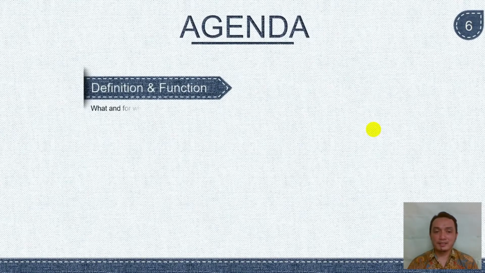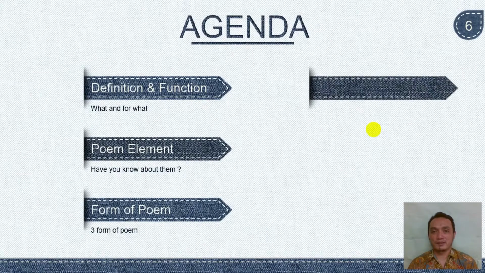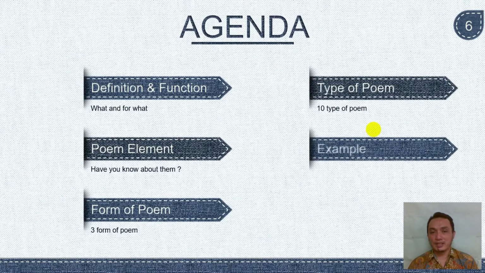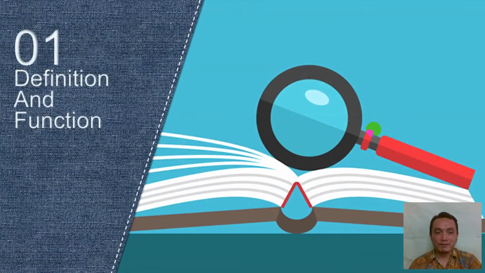Okay, students, now the next discussion is in detail about the poem itself. The first is the definition and function, what the poem is and what it is made for. And then poem elements, have you known about them? There are some elements that construct the poem, and then forms of poems, types of poems, examples, and also the last is an assessment to ensure that you understand the explanation that I made. Next is the definition and the function of the poem itself.